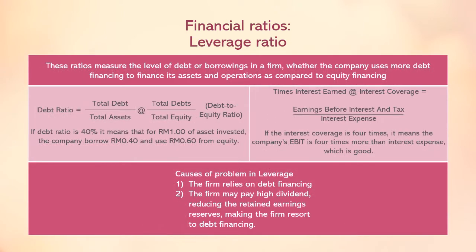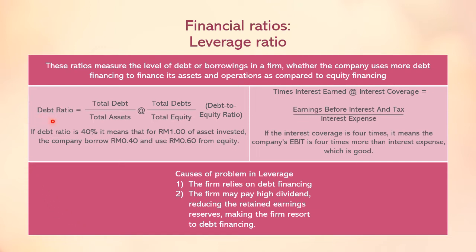Okay, the third part of financial ratios is the leverage ratio. So these ratios measure the level of debt or borrowings in the firm, whether the company uses more debt financing to finance its assets and operations as compared to equity financing. So there are 2 ways for us to measure the leverage ratio. One is through calculating the debt ratio. The other one is to calculate the time interest earned, or sometimes known as interest coverage.